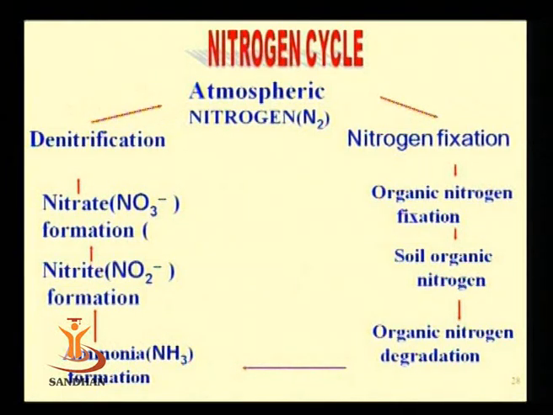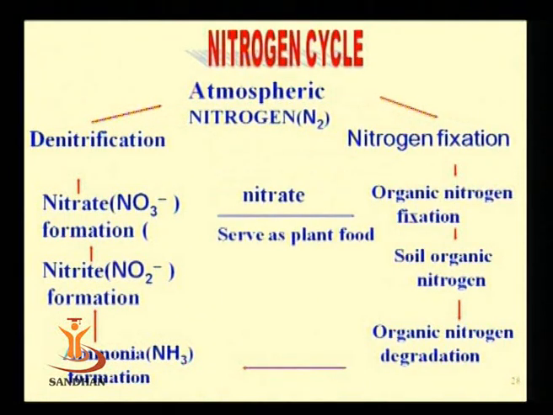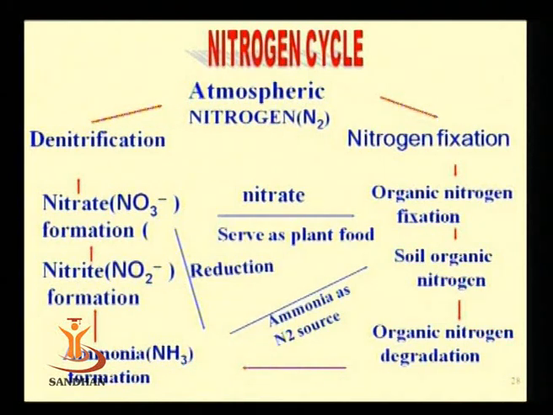In addition to this basic cycle, there are intermediate steps occurring in this cycle. For example, nitrate is often used by plants for their food. Moreover, the same nitrate under anaerobic conditions is converted to ammonia, and ammonia is also used as a source of nitrogen by various plants. This was a general overview of the nitrogen cycle. Let us see all the 5 steps in detail.